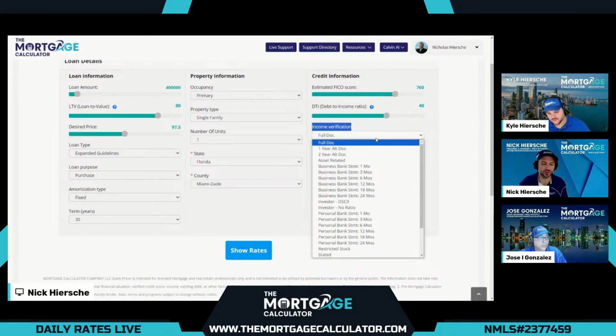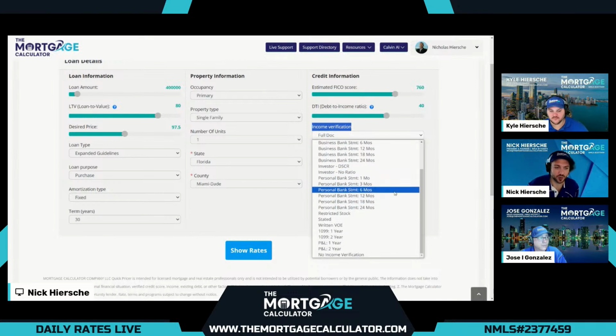Full doc is what we use for conventional and FHA. That's 2 years of tax returns. So if our customer doesn't qualify using that method, we will look at another one, such as asset related, business bank statement programs. Our investor programs are just for investment properties. We'll show those in a minute. Personal bank statement, 12-month is the most popular. That's what we use for the demo.